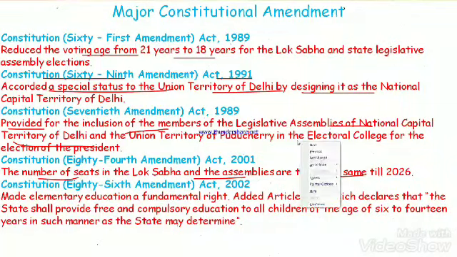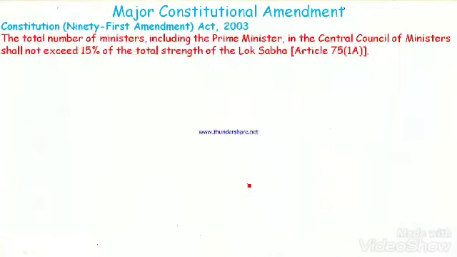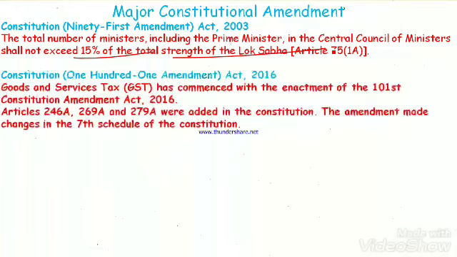Now let's talk about the right to education, that was done under the 86th Amendment. Education is a fundamental right. Article 21A covers it. Now let's talk about the 91st Amendment, meaning that the Council of Ministers should not exceed 15% of the total strength of the Lok Sabha, Article 75(1A).